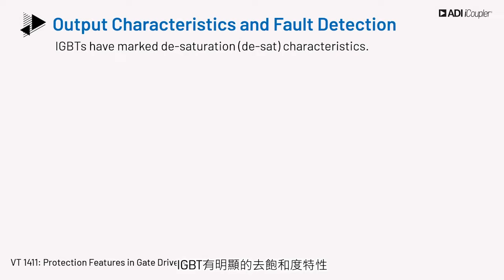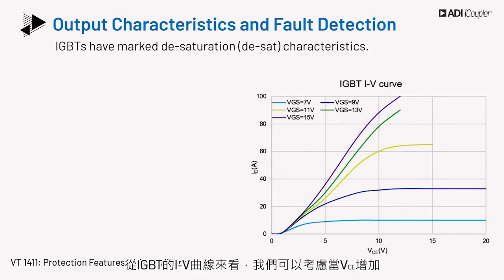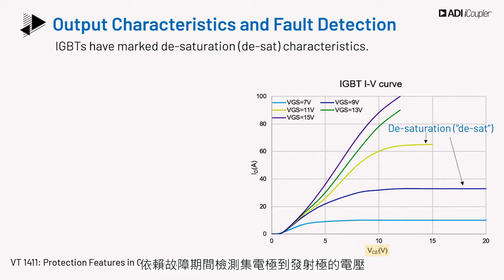IGBTs have marked desaturation, also called desat, characteristics. In power applications, the IGBT is operated in its saturation region. From the IV curve of the IGBT, we consider the condition of when VCE is increasing, that the IGBT is not in the saturation region. A desat mechanism is used that relies on detecting the collector-to-emitter voltage during a fault and can help protect the device.